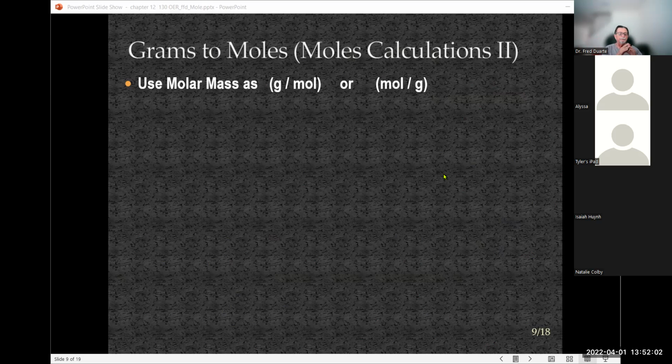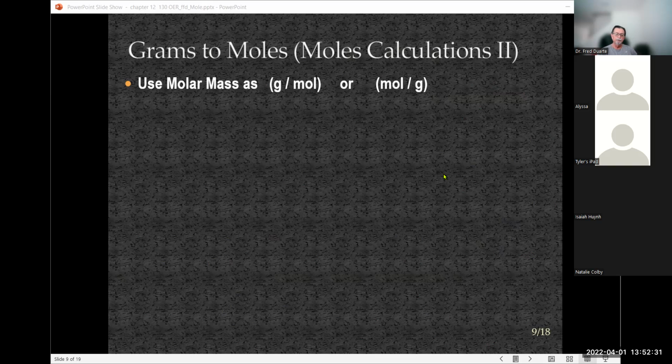What we're doing here is going grams to moles, okay, mole calculations. Because remember, the atomic weight and the molar mass has the units of grams per mole, which is a ratio. We can write it as grams per mole or moles per gram. Which one we utilize depends on the question and what we're searching for, okay?